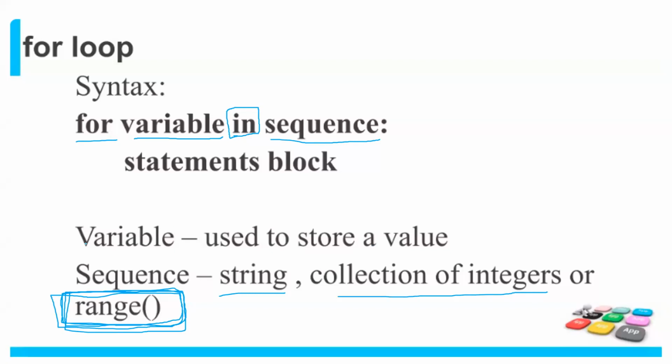So there are just two components in this for loop according to the syntax. First is the variable. You know about the variable, what a variable is. And the second is your sequence. This is new for you. That sequence will be a string or a collection of integers or even the range. Range is the most important part that we are going to see in the coming slides.